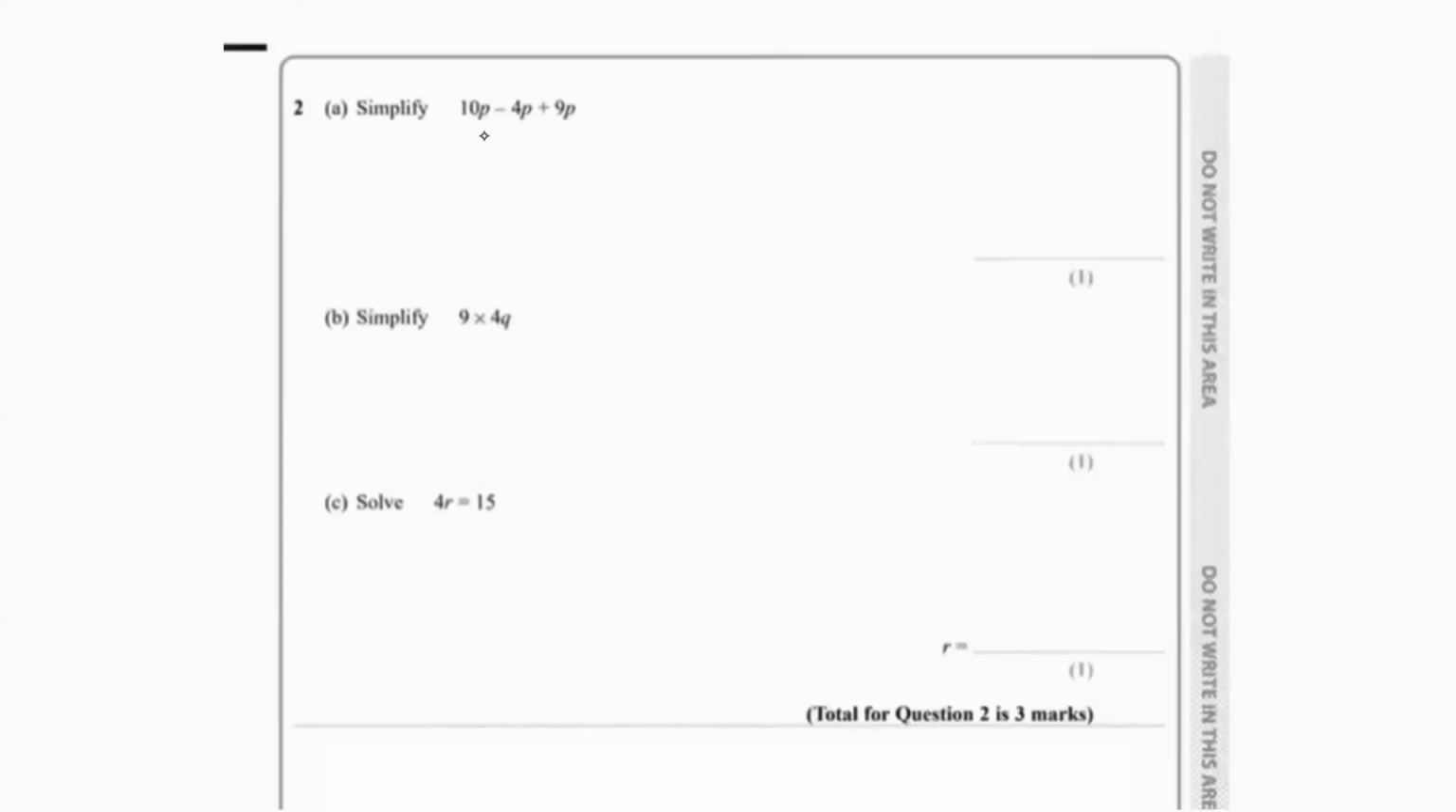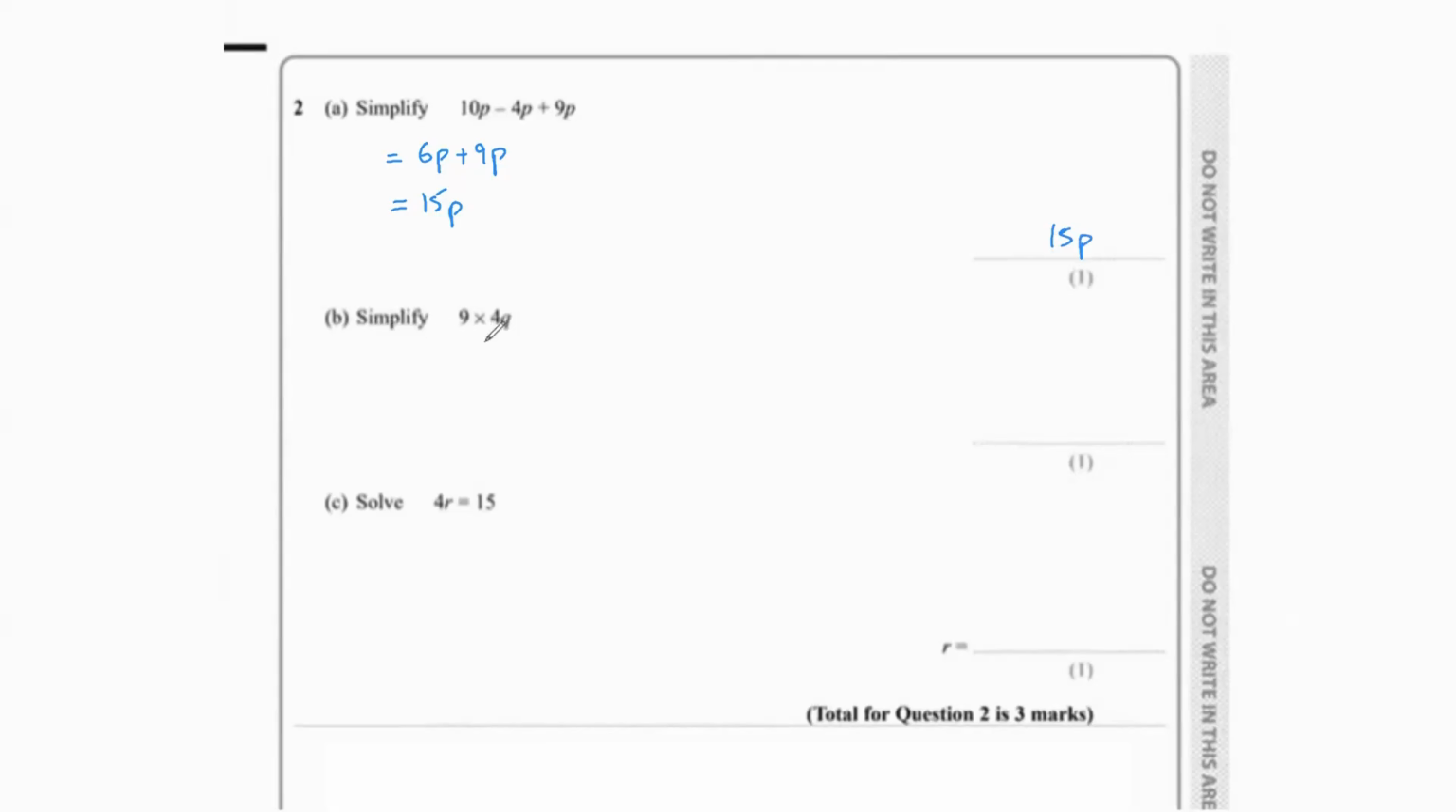So 3,808 and 4,361. Those are your numbers. Question 2 says simplify 10p minus 4p plus 9p. So this is a clear case of collecting like terms. So 10p minus 4p is 6p. 6p plus 9p is 15p.